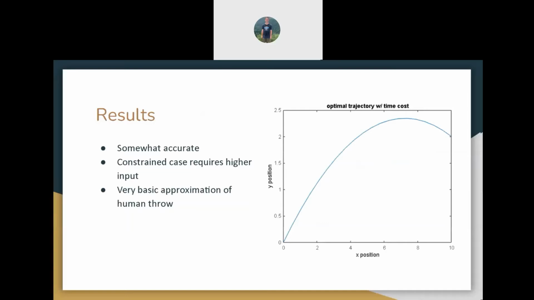So final results, how did we do? The launcher is able to get close to the target. However, because it's not able to exactly match the x and y velocities, it doesn't hit the target exactly, especially for targets that are farther away.